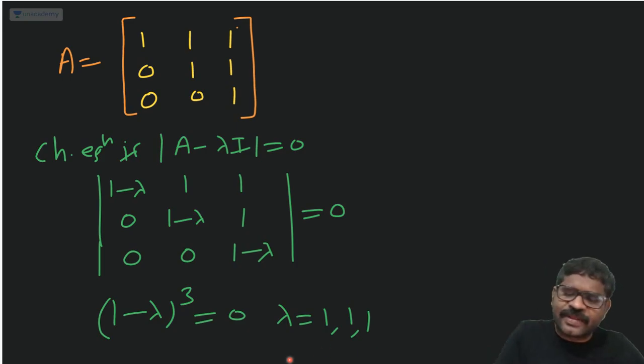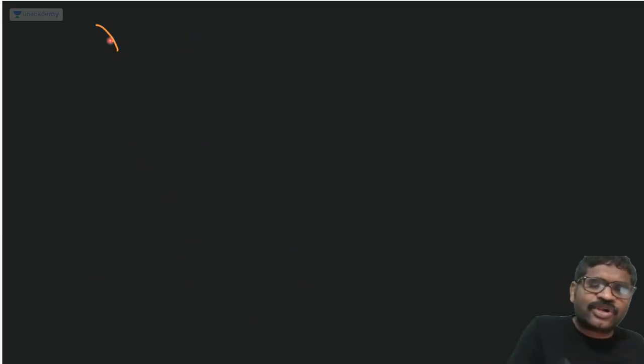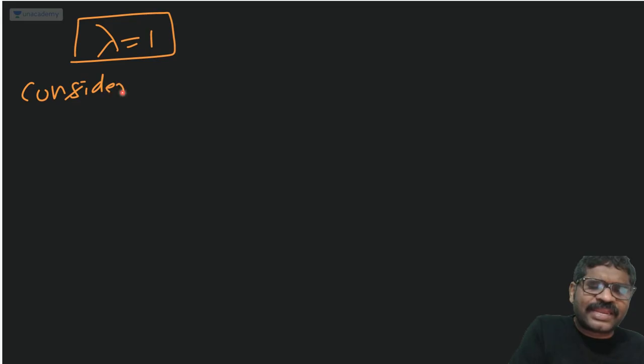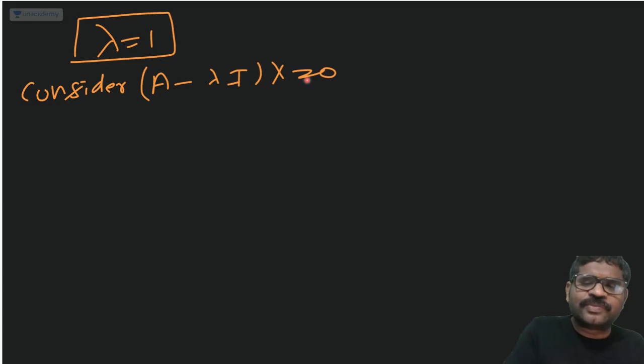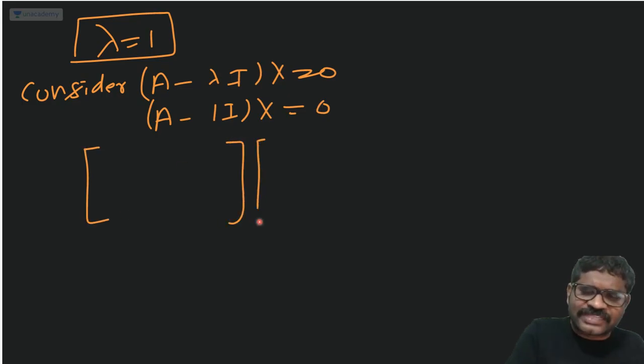So here the 3 eigenvalues are 1, 1, 1. Repeated eigenvalues, 1 is repeated 3 times. Corresponding to eigenvalue 1, we have to calculate the eigenvector. Lambda equal to 1. I already told you, consider A minus lambda I times x equal to 0, so A minus 1I times x equal to 0. Put lambda equal to 1 in A minus lambda I.